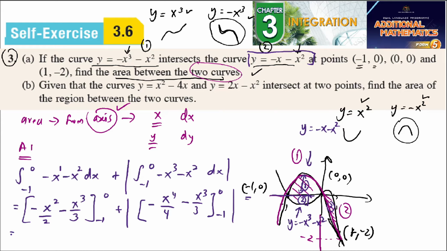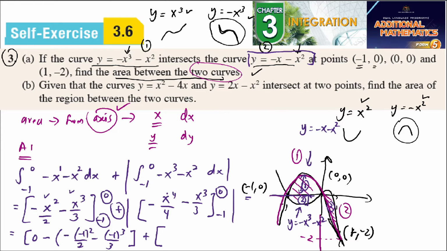Okay. So now we can substitute x with 0. So this one will become 0. This one will become 0. So this one is actually 0. So minus, and then we substitute with negative 1. So when we substitute x with negative 1, this one is negative 1 squared divided by 2 minus negative 1 cubed divided by 3. Okay, we close back. Also this one we have plus here. So again, when we substitute x with 0, this one will become 0, this one will become 0, so it's actually 0.